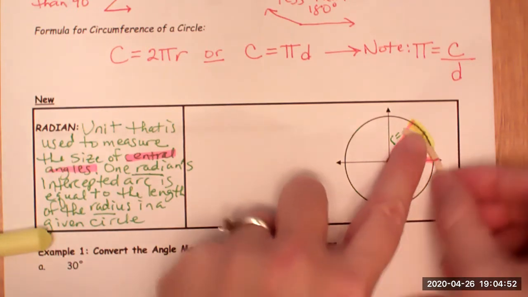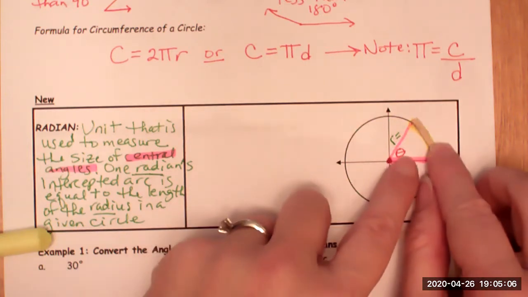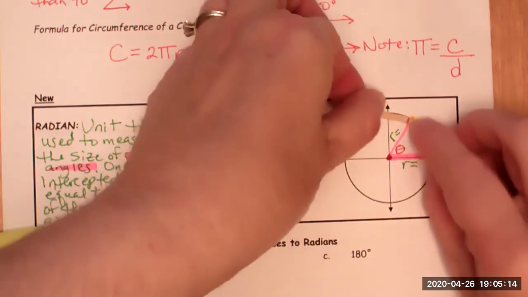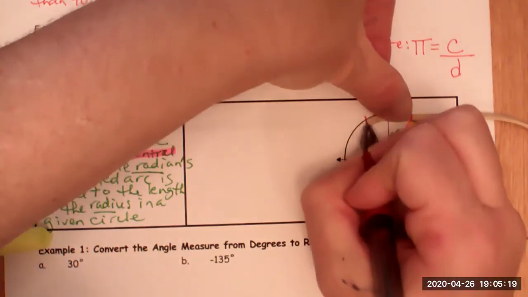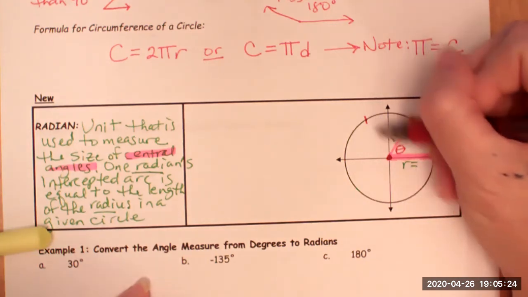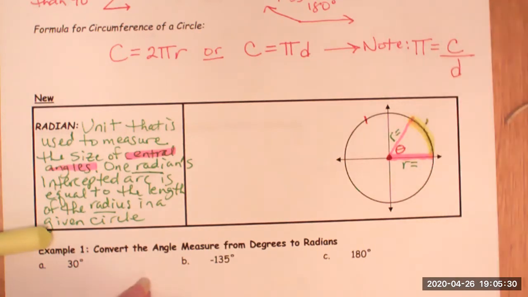Notice that if I wrap right over that intercepted arc, that length along the circle is the same length as the radius, which means that theta has a measurement of 1 radian. Okay, if I continue around the circle, I start there and mark off again. If I were to draw an angle here, I'm not going to draw another radius, but it would have a measurement of 1 radian as well.